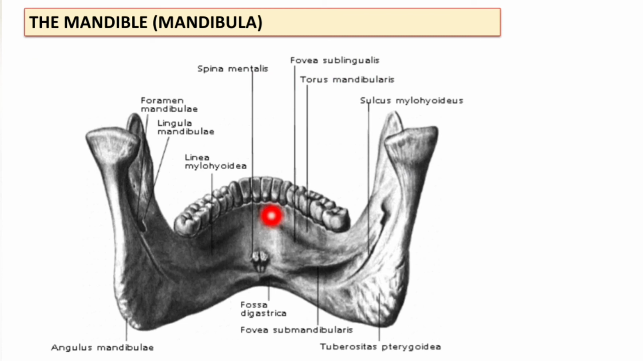Right, so this is the inner surface of the ramus. So the mandibular foramen, you can see it here. If you want to inject an anesthesia, that's the point of entrance. And I told you there is a lingula for the sphenomandibular ligament, lingula mandibulae, right? And sulcus mylohyoideus. I told you this is important for the mylohyoid nerve and vessels, right?